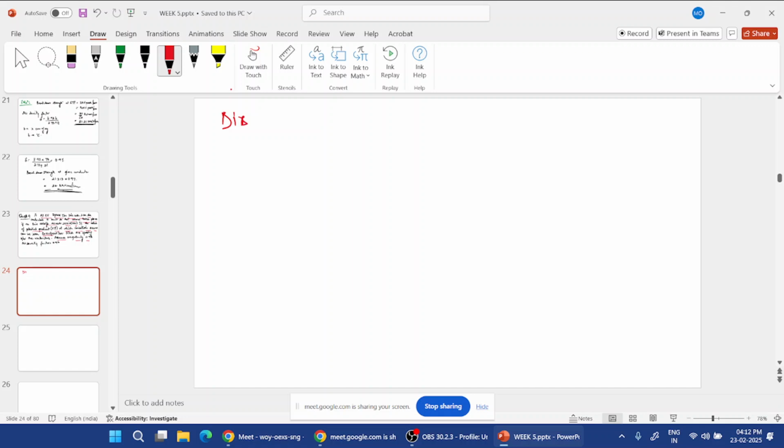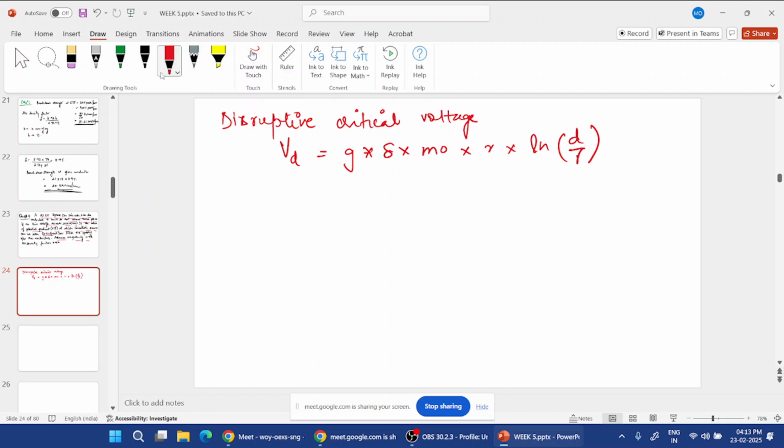So basically, we should know the formula of disruptive critical voltage. What is it? VD equals G into delta into M into R into log D by R. Okay, G is given here. G is 30 kV peak per centimeter. So if we change it into RMS, it will be 30 by root 2.